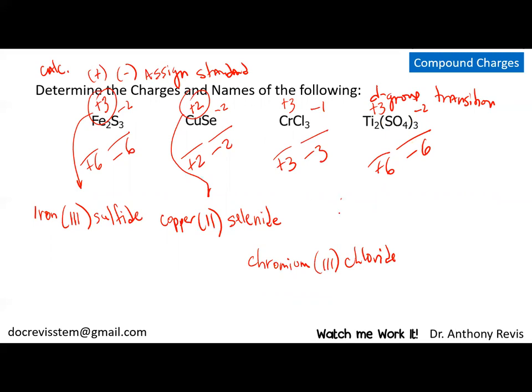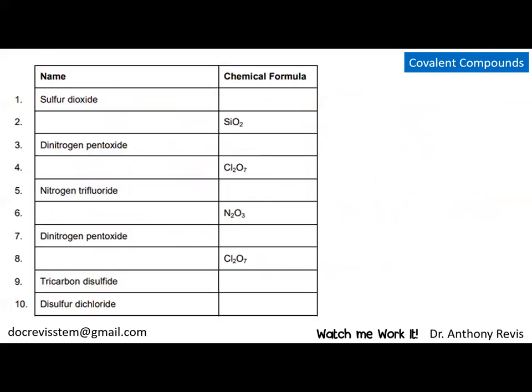So if I want to name this, I would name the base first, titanium. And I would name this last part because I memorized it from a table somewhere, sulfate. And in between it, I must tell them that there was a Roman numeral 3. Okay. Now let's do a few of what was called covalent compounds. Okay. Ready for covalent? Here we go.